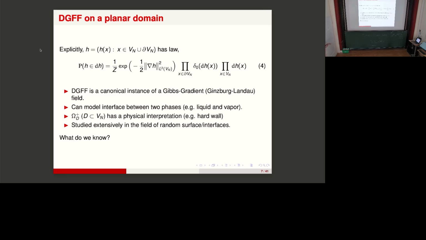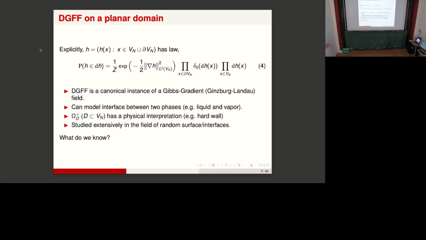Okay, you can think of the Gaussian free field... I don't need to somehow motivate this audience, but a discrete Gaussian free field can model various things. In particular, it can model an interface between two phases, say liquid and gas of some particular substance, where you have coexistence of these two phases. So it's often used as an effective interface, and then the positivity requirement has a physical interpretation.